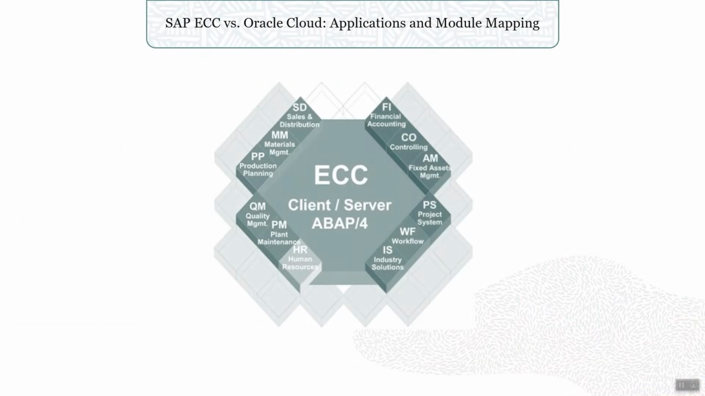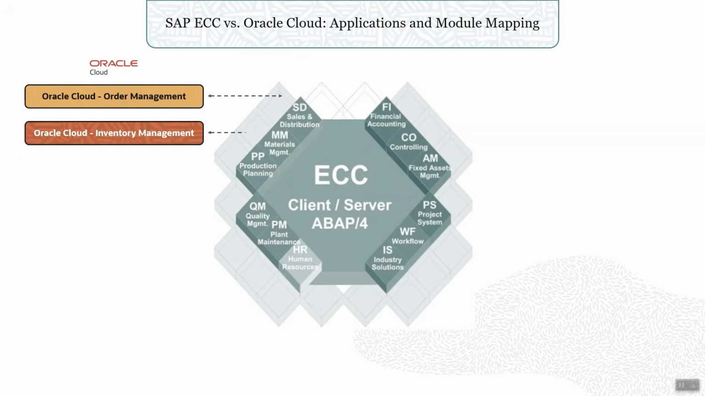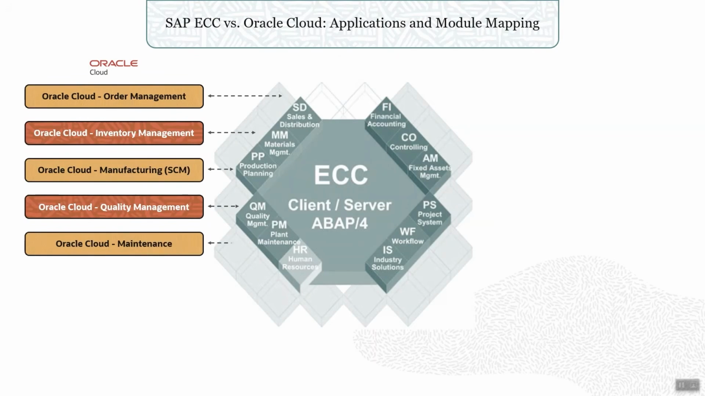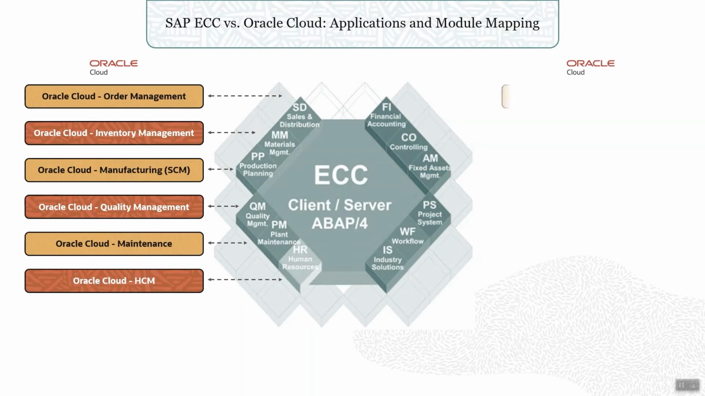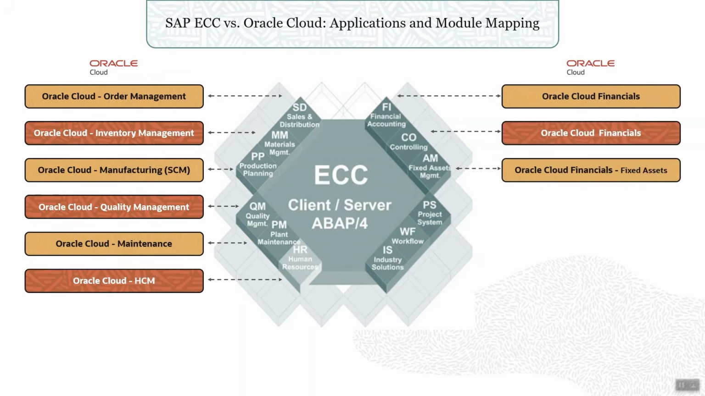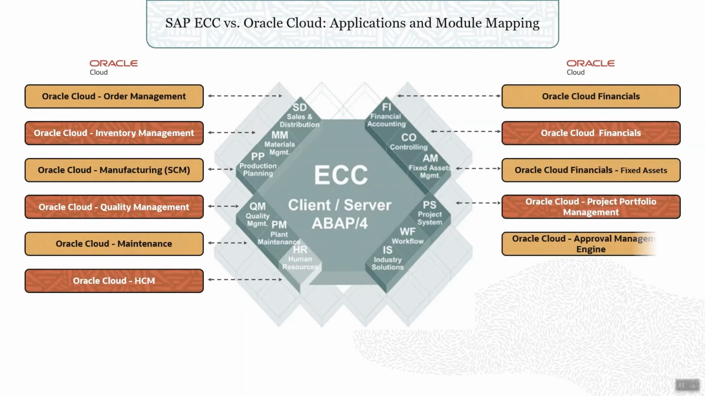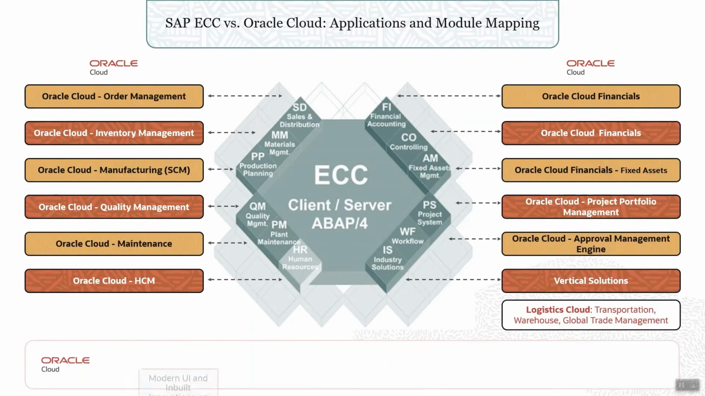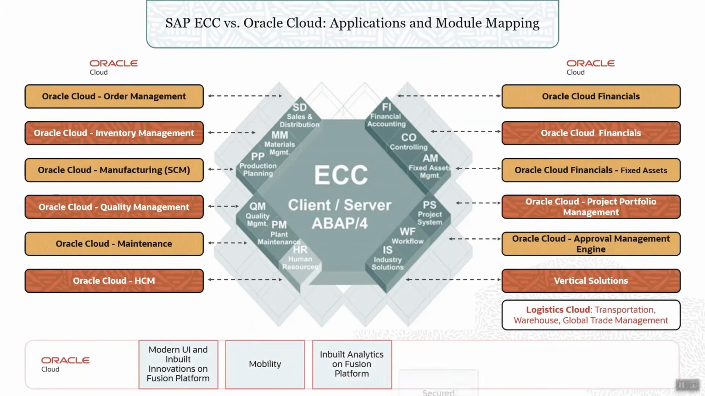And now in this diagram, let's bring a map where we bring them all together. So here we have created a direct mapping between the functional area modules in SAP ECC and the Oracle Fusion Cloud, so that it's easier for you to understand the Oracle Cloud functional areas. And again, they're all built on a common Generation 2 Oracle Cloud infrastructure.